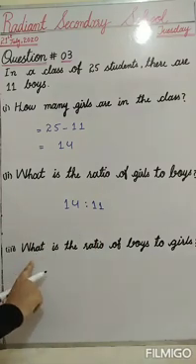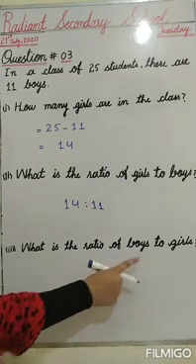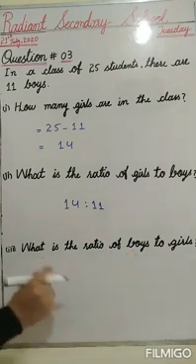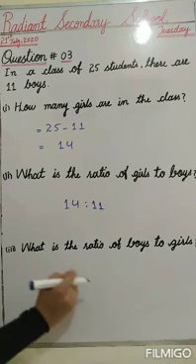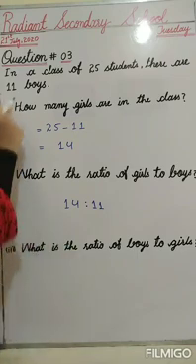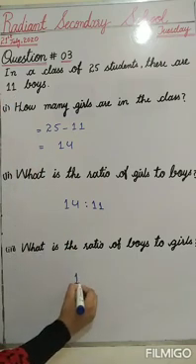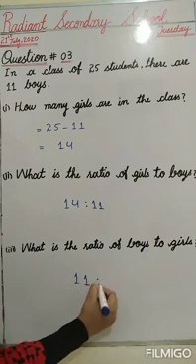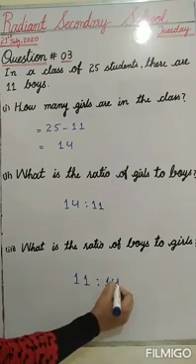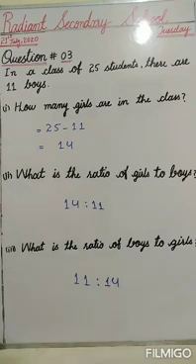Now in the third part, what is the ratio of boys to girls? Now boys on first place. Boys are on first place, so we will write boys, number of boys first. Number of boys are 11. So this ratio will become 11:14. And this is your answer.